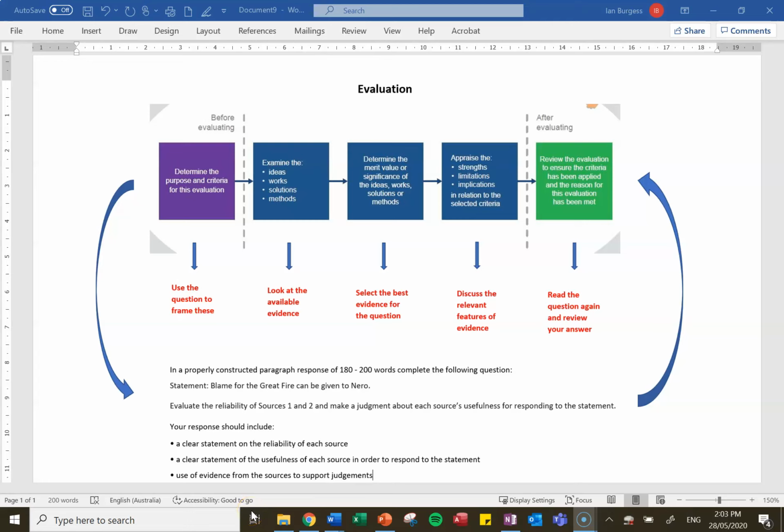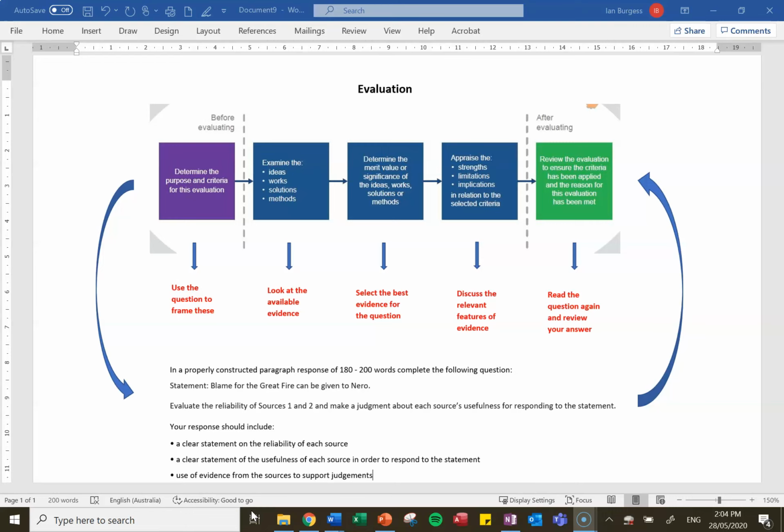Today we're going to look at the cognitive skill of evaluation, which is the final of our four assessment objectives or cognitive skills that appear in our external assessment. With evaluation, essentially we're looking at ways in which we can judge the worth or the value of something relative to other things.